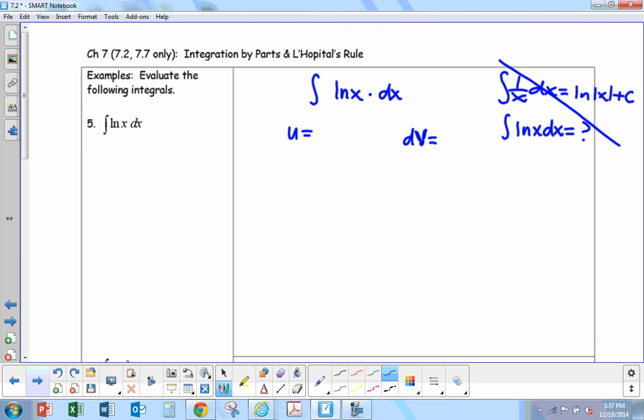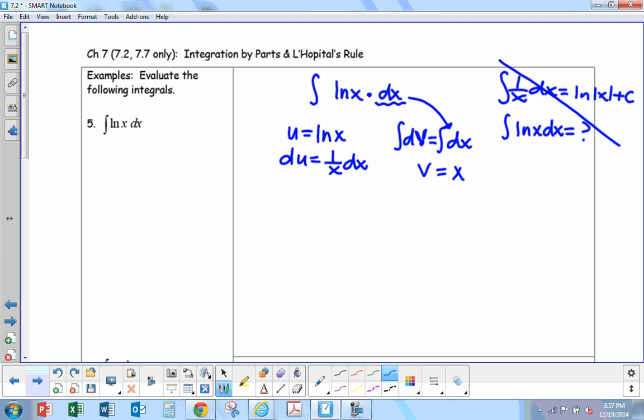Since I don't know how to integrate natural log, I cannot pick natural log of x to be my dv part. So that means, just by default, that the u needs to be natural log of x because I know how to differentiate. du is 1 over x dx. But then dv, well, by process of elimination, the only component left of my product is dx. So I integrate both sides. The integral of dv is v, the integral of dx is x.